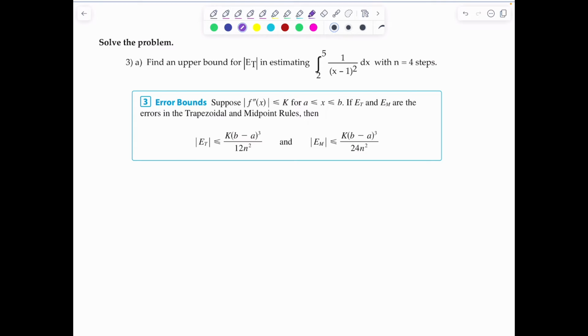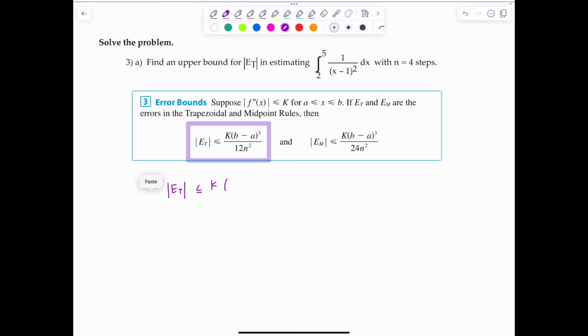So just these kinds of questions are what I put on there. All right, so we're going to use the formula right here, error for trapezoidal rule. Okay, and let's set everything up. So that's going to be less than or equal to k times.